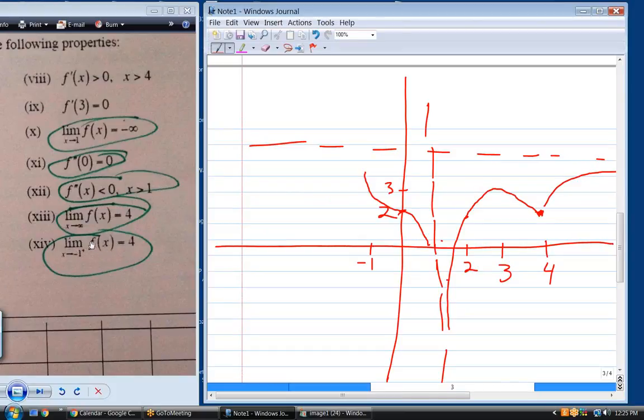And finally, the limit of f of x also equals 4 as we approach negative 1 from the right side. So as we approach negative 1 from the right side, oops, that's from the left side. If I approach it from the right side, this has to change into something like that.